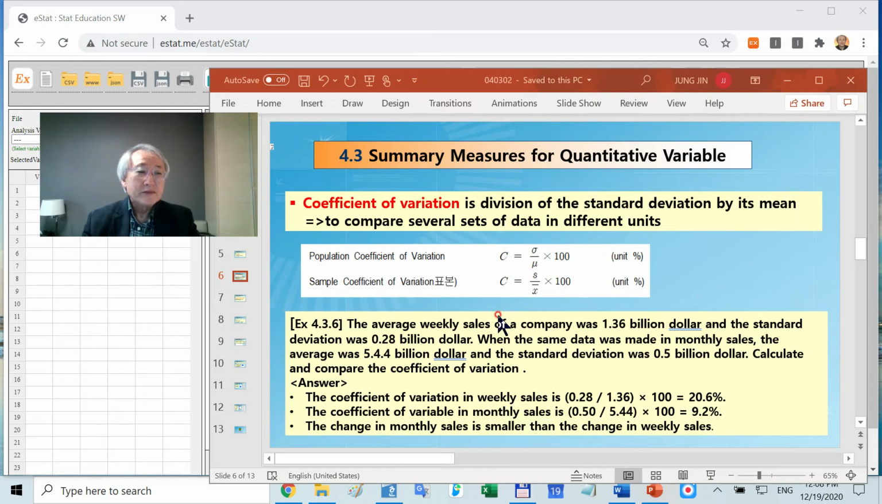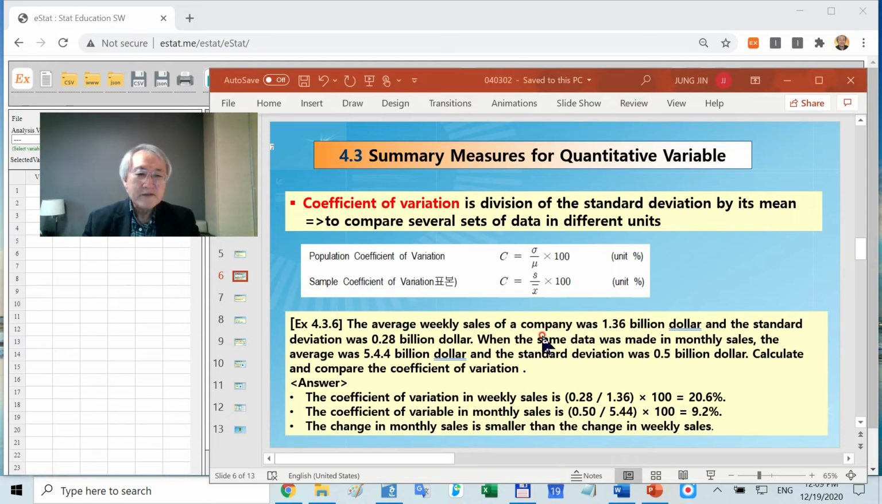Why are they doing that? Sometimes you need to compare two different sets of data. A typical example would be your height data and your weight data. The unit is different. Height can be centimeters and weight can be kilograms. You cannot directly compare the standard deviation. If they both have the same number, 5, it has a different meaning. Therefore, they just calculate the percent compared with their mean.